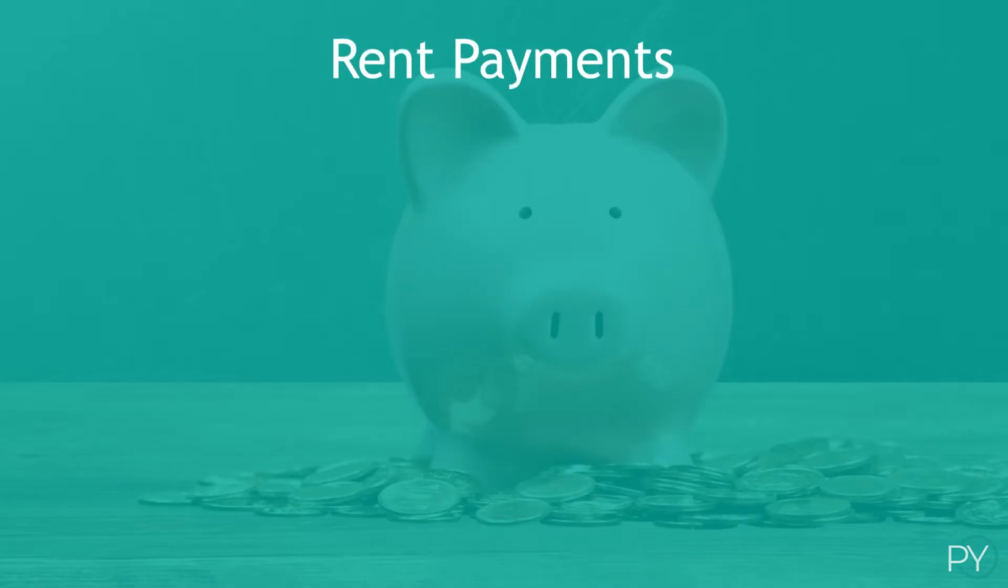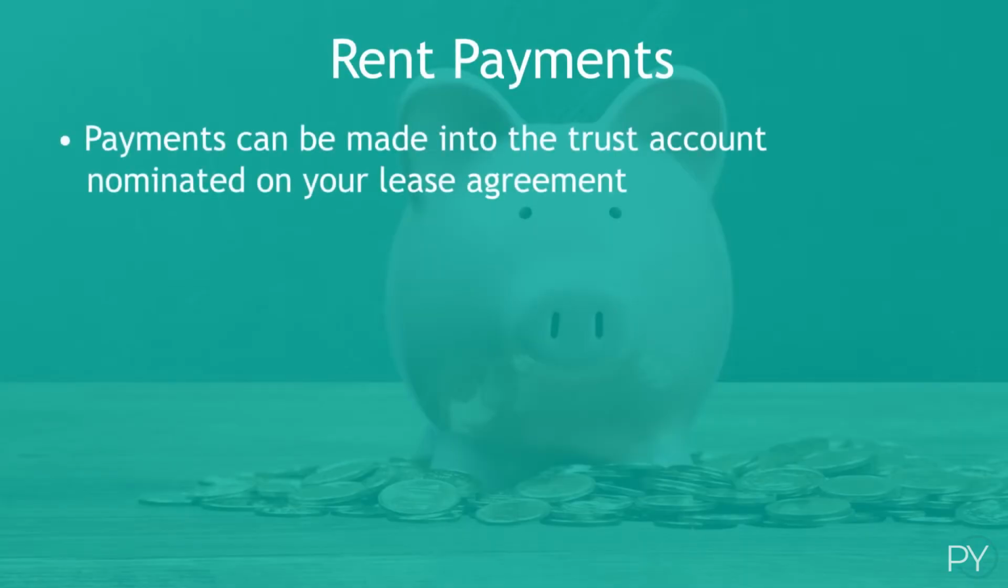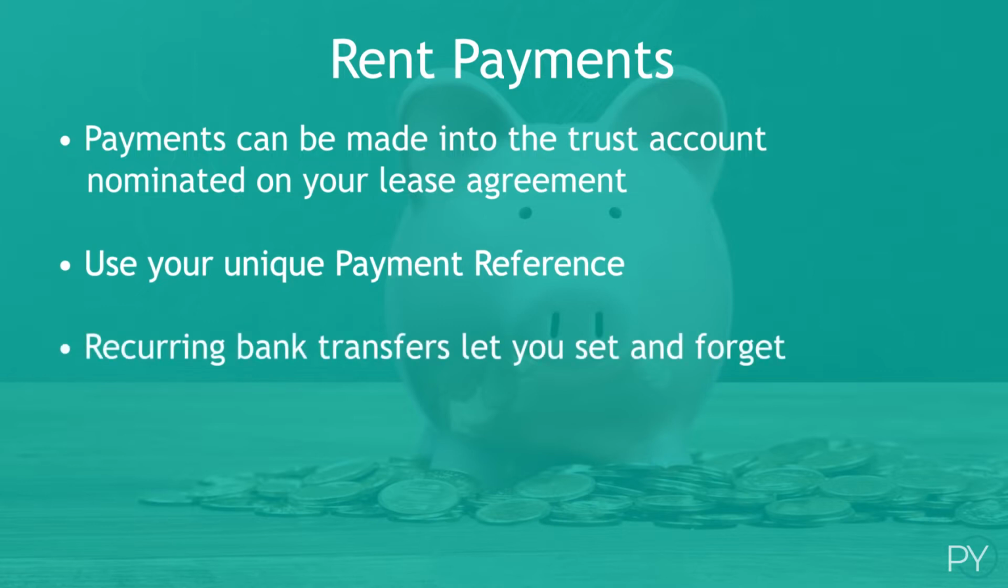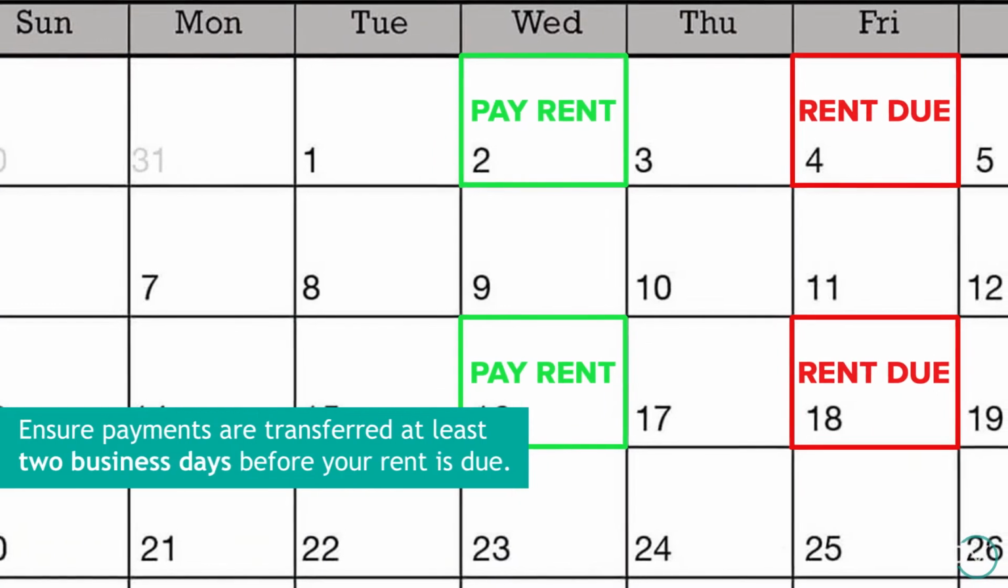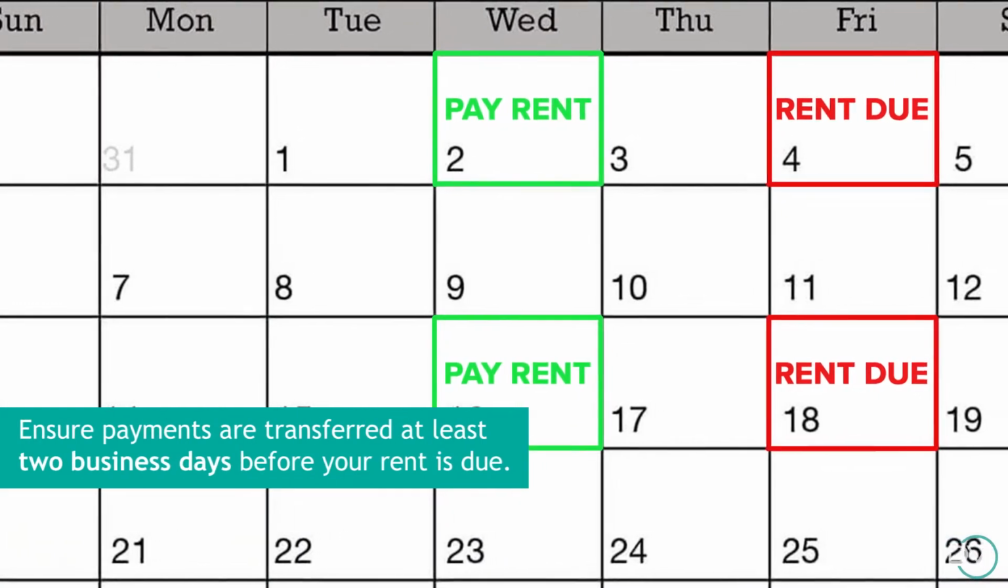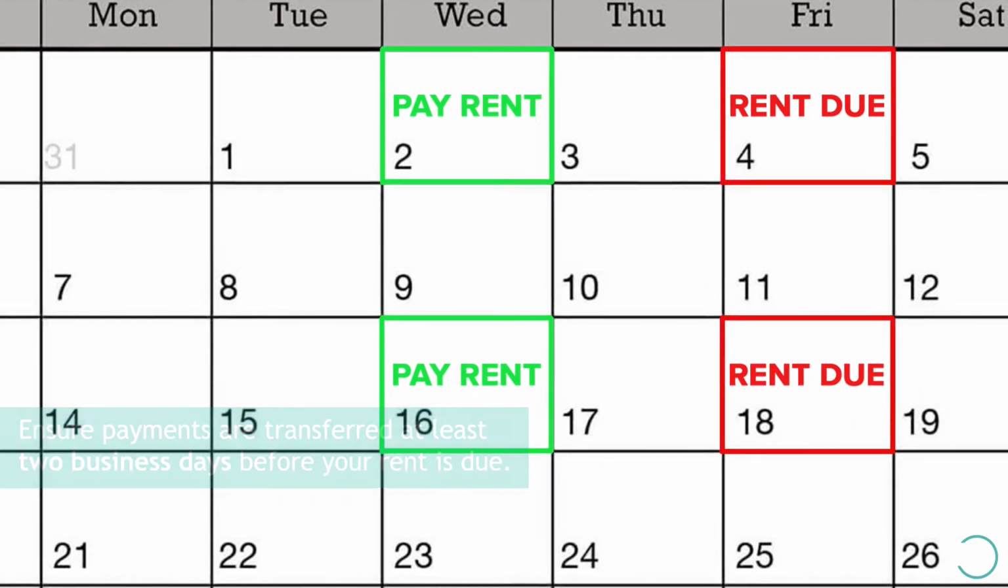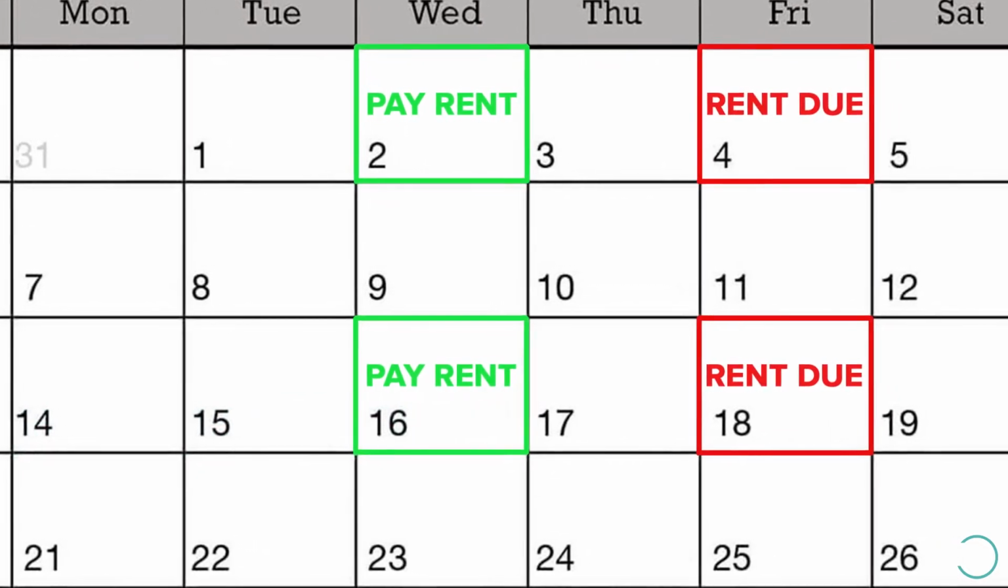Paying your rent is simple. Payments can be made into the trust account nominated on your lease agreement. Be sure to use your unique payment reference so we know the funds are coming from you. Most tenants find the easiest way to pay is to set up a recurring bank transfer so you can set and forget. It is important to ensure your payments are transferred at least 2 business days before your rent is due to ensure the payment reaches our account on time.